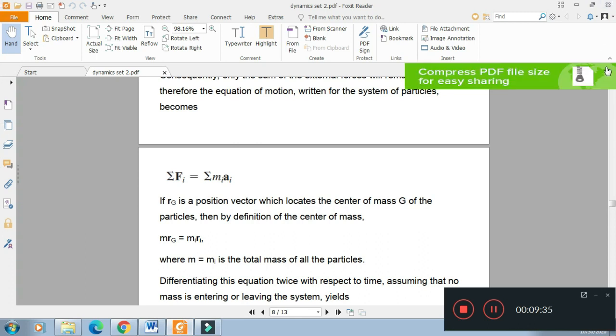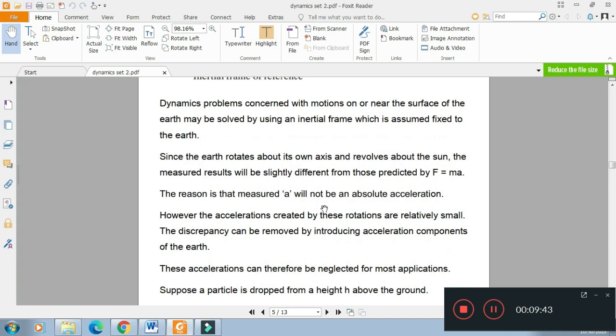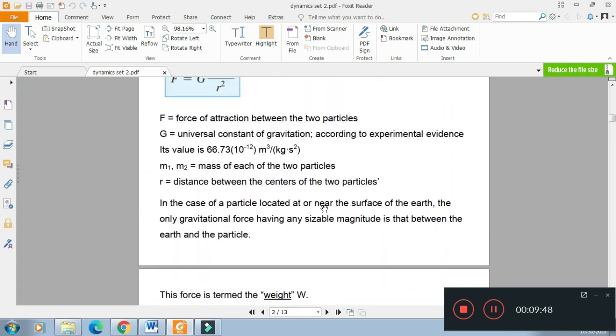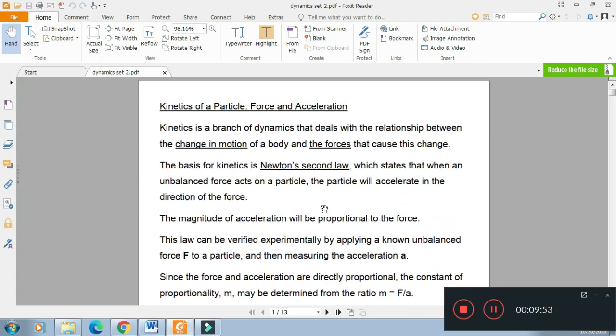Next topic is kinetics of a particle, force and acceleration. Chapter 12 was about kinematics, in which only the parameters such as velocity, acceleration, and position were considered, and the driving force, the reason of the motion, was not considered. When the particle is moving, there are some forces due to which it moves, and often there is some acceleration due to the action of the force.